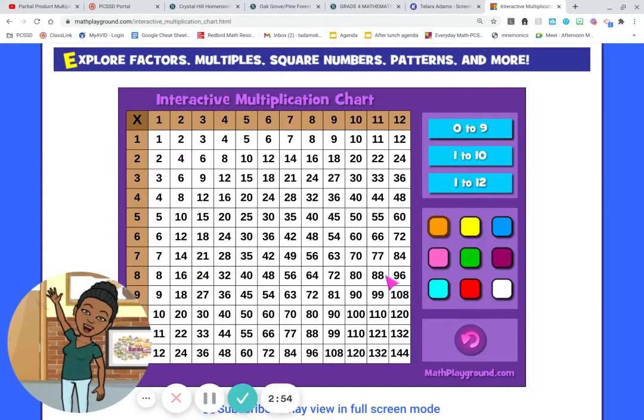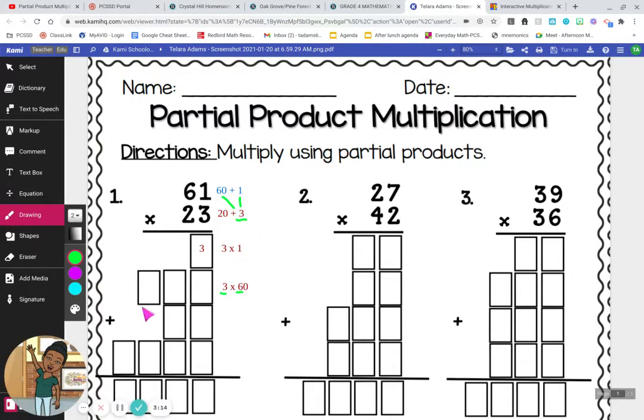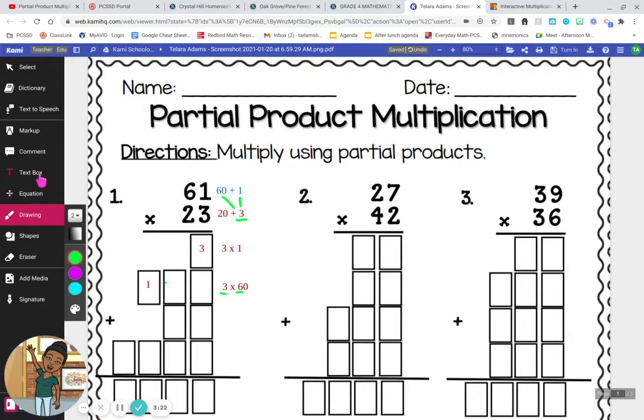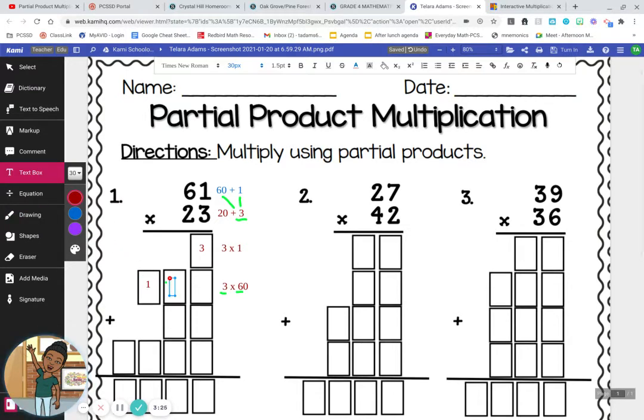Ladies and gentlemen, if you did not know that, use this interactive multiplication chart. It will help you. 3 times 6. Where do they meet or cross? At the 18. So that is my product. Okay, back to the matter at hand. In that case, if 3 times 6 is 18, oops. Notice I'm using my text box. I'm not using my drawing tool to fill in these boxes. And I'm going to add my 0 from the 60. 180.